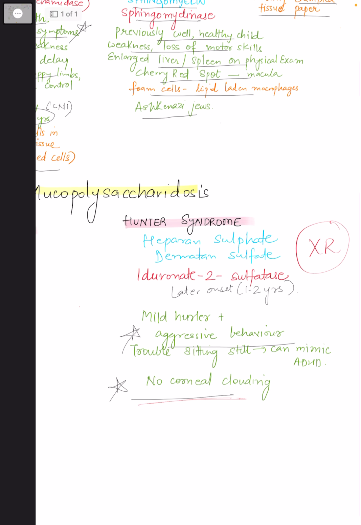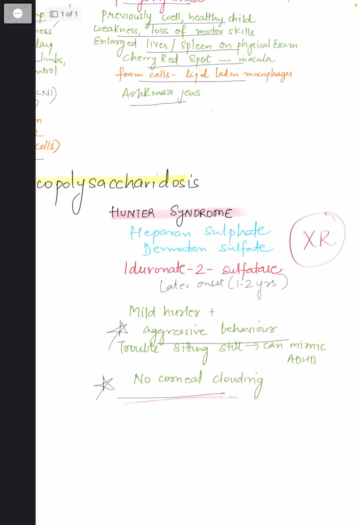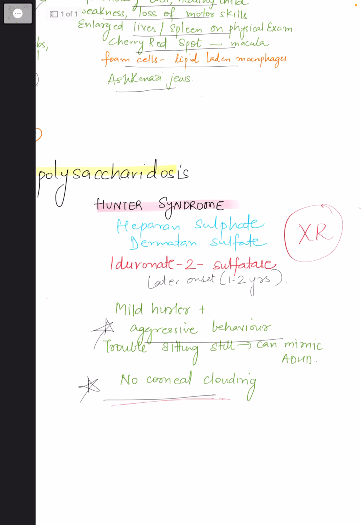While the classical features seen in Hunter syndrome are all the features seen in Hurler in a mild form. So all the symptoms are seen in Hunter, plus one differentiating feature is the aggressive behavior. The child has trouble sitting still. It can mimic ADHD. And the most important differentiating feature is there is no corneal clouding seen in Hunter.